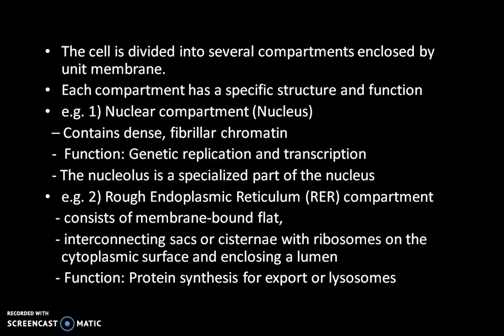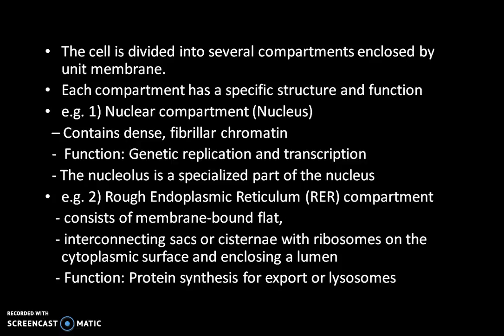The most important thing is why we have compartmentalization. The cell is divided into several compartments enclosed by a unit membrane. Each compartment has a specific structure and function. That is one of the important reasons why we have compartmentalization in higher organisms. For example, the nuclear compartment: the nucleus contains dense fibrillar chromatin, and its functions are genetic replication and transcription. The nucleolus is a specialized part of the nucleus.